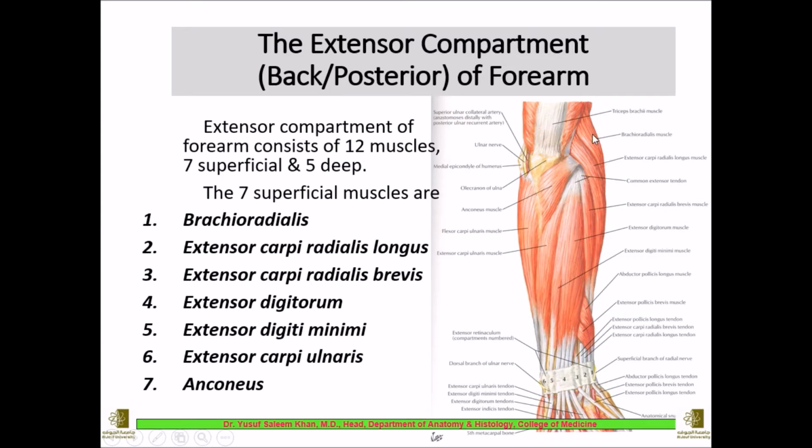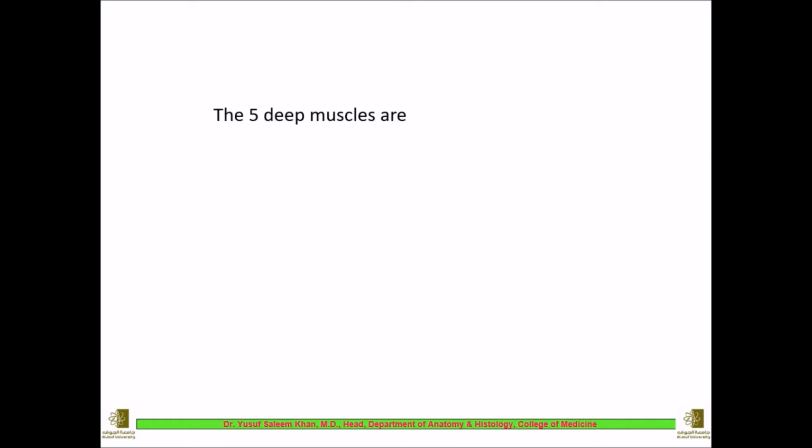I will repeat one more time. This is the most lateral muscle, the brachioradialis. Just medial to that is the extensor carpi radialis longus. Then we have the extensor carpi radialis brevis. Then the extensor digitorum. Then the extensor digiti minimi muscle. Then the extensor carpi ulnaris muscle. Then the final muscle is the anconeus. So this is the extensor compartment, or posterior compartment of the forearm, or the back of the forearm, with seven superficial muscles, and then we'll go to the 5 deep muscles.